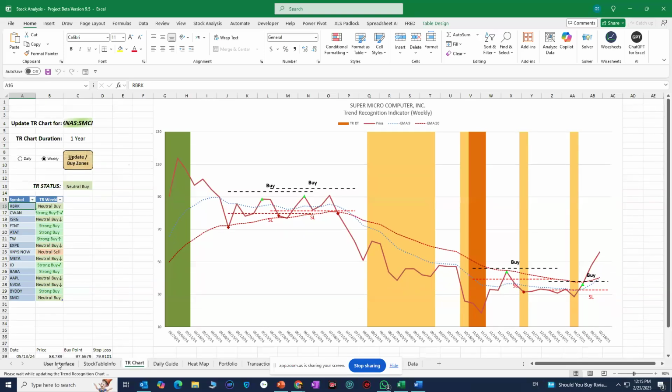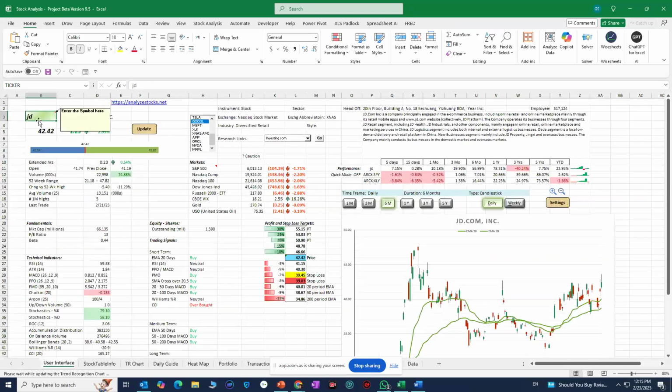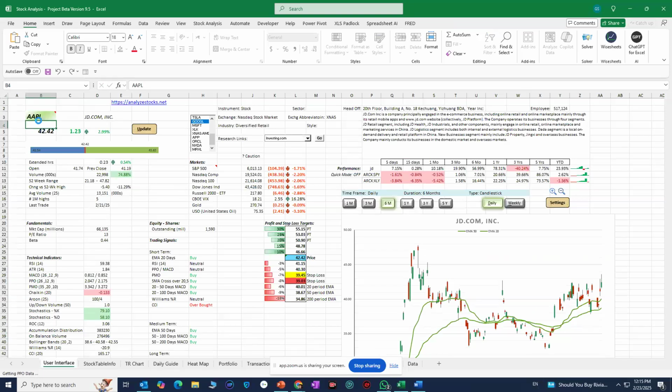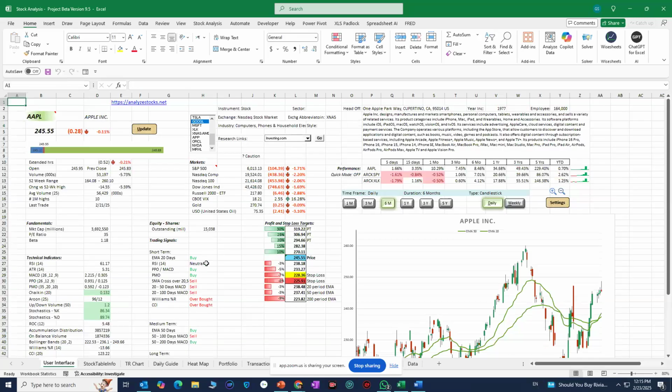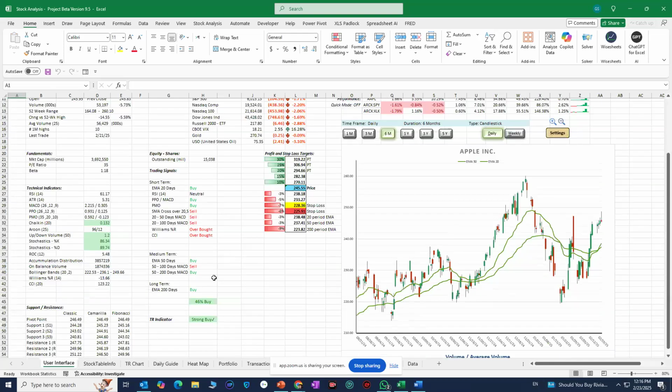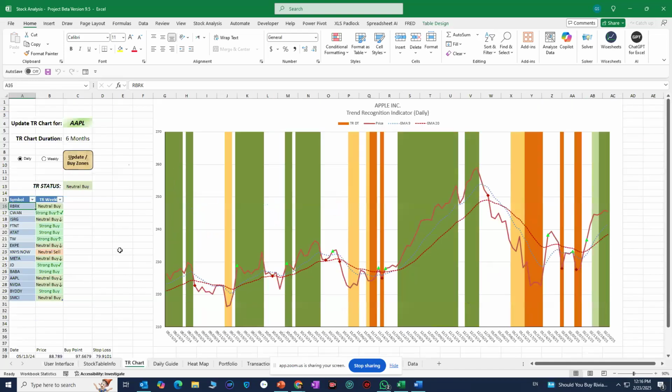This is SMCI, but we want to see if Apple is working now, and it has started working. All we need to do sometimes is reset it. Okay, so this chart has been updated with Apple's information, but we're not looking at this chart. We are going to see the TR chart, and the TR chart, as you see, on the daily chart is saying a strong buy with this check mark. Check mark means on the daily chart it is giving us a buy signal, and it is in a buy zone. Let's go to Apple's TR chart.